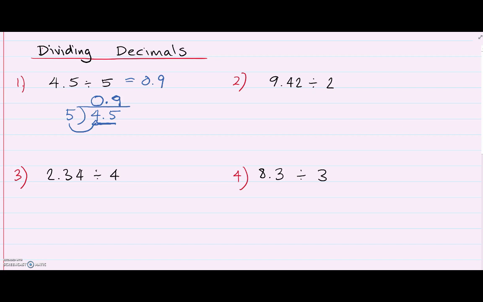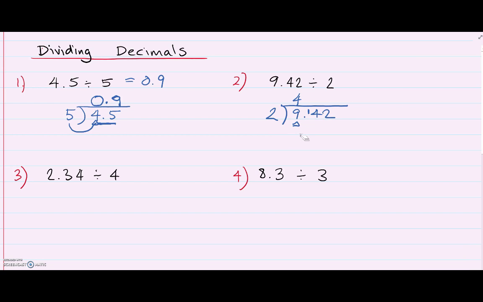Example number 2, 9.42 divided by 2. I'm going to set it up in a similar way, with the division symbol, the 2 on the outside and the 9.42 on the inside. I ask myself how many times does 2 go into 9? And it goes 4 times, because 4 times 2 is 8. And there's 1 left over. So I put that 1 next to the 4, making it 14.